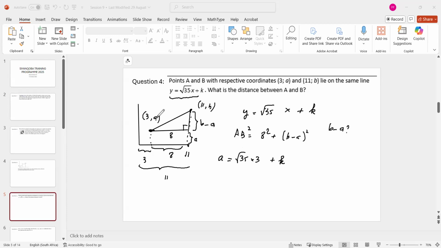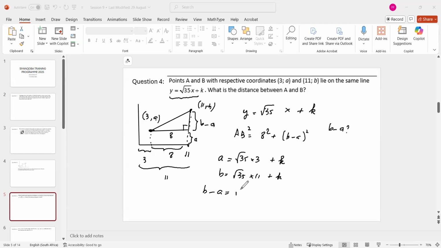So you can substitute the x and y values into the equation, because this point lies on the line. Whenever a point lies on a line or a curve or anything like that, the x and y coordinates satisfy the equation of that thing. That is why they tell you y equals 2x squared minus 1 or whatever it is. When you've got a point on the curve, you can put the x coordinate and y coordinate in. Likewise here, B is equal to root 35 times 11 plus k. Now the problem is to find B minus A. Okay, so you just have to subtract.